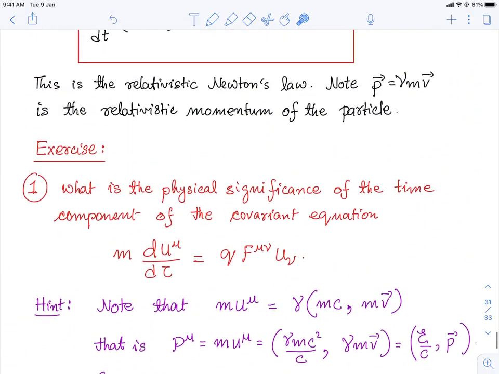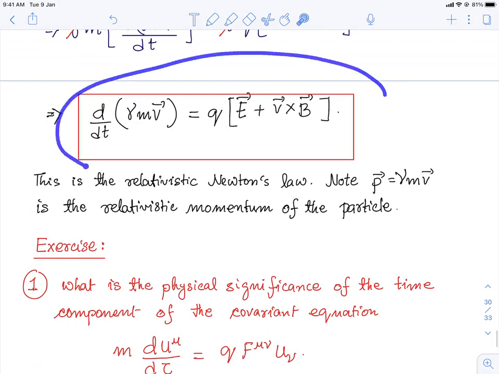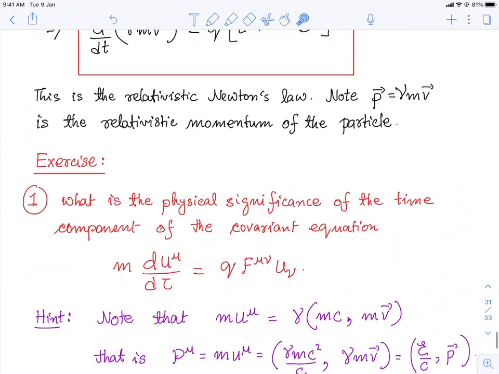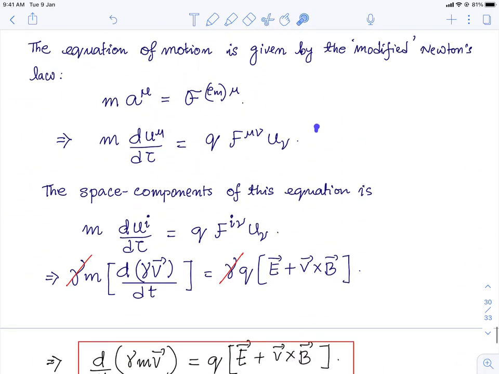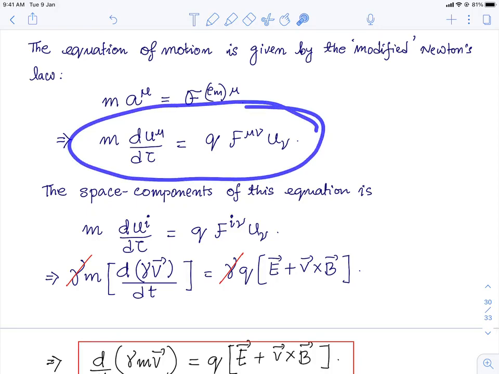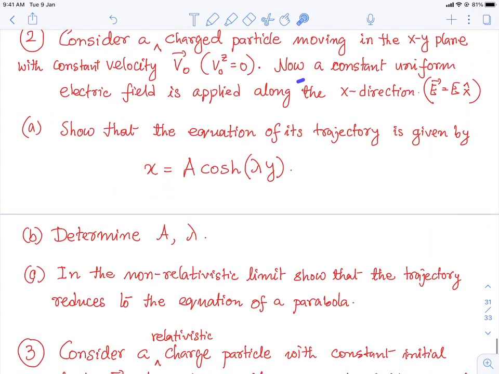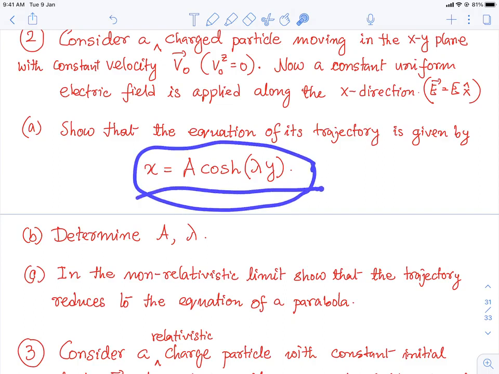But now you have a relativistic version of Newton's law, which is this one. Okay, I want you to use the relativistic equations. These equations. I want you to use these equations to resolve this problem of the trajectory of a charged particle in a uniform electric field. And you will find that the trajectory is very interesting. It's very different from a parabola.